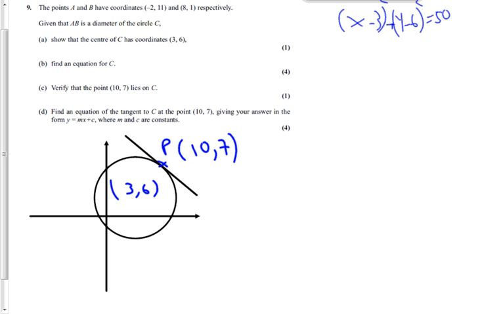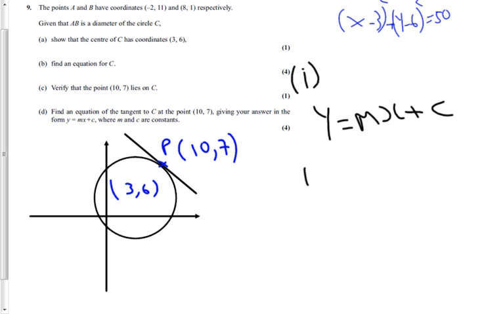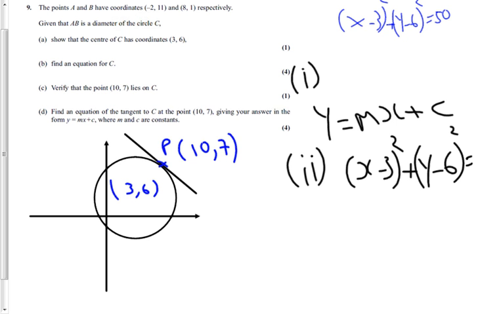Now supposing I didn't have a tangent, but I had a chord. How would I work out the 2 points of intersection of the chord? Simultaneous equations. So if I now say, let's call this equation y equals mx plus c, equation 1. And equation 2, x minus 3 squared plus y minus 6 squared is equal to 50.